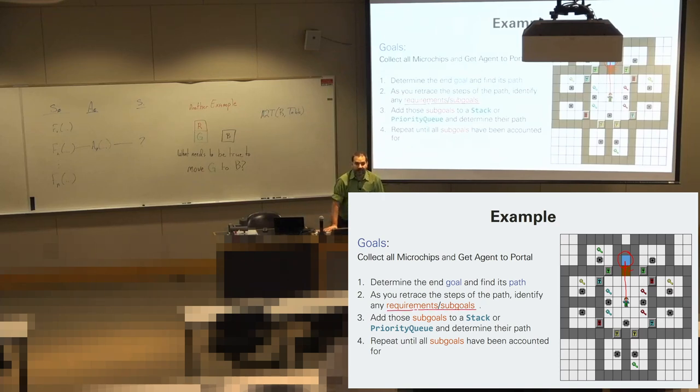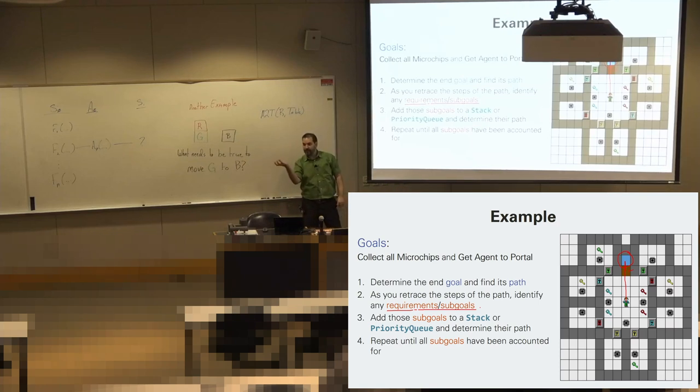oh, well, for me to be able to get through this door, or unlock this door, or do any of those types of things, there's a precondition. I have to collect all the keys, or not keys, I have to collect all the microchips, right? Oh, well, that means that I need to maintain my sub-goals. And what does that do? Well, now I gotta maintain them.